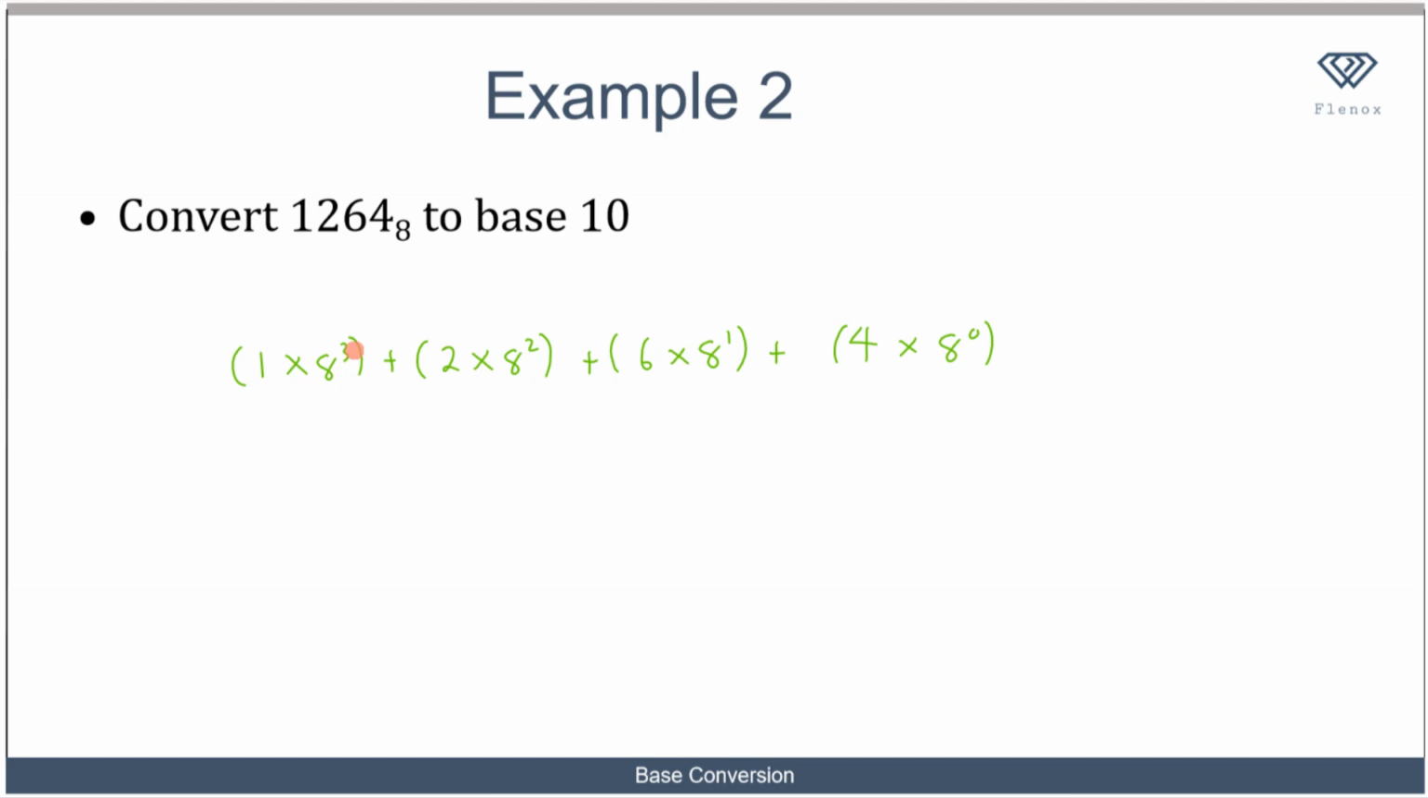So 8 raised to the power 3 is 512. That is 8 times 8 times 8, then times 1 will give you 512. 8 squared is 64, times 2 gives you 128, and 6 times 8 is pretty straightforward. You have 48, and you know anything to the power of 0 is 1, so 4 times 1 is 4, and when you sum these numbers together, we are going to have 692. So 1264 in base 8 is 692 in base 10.